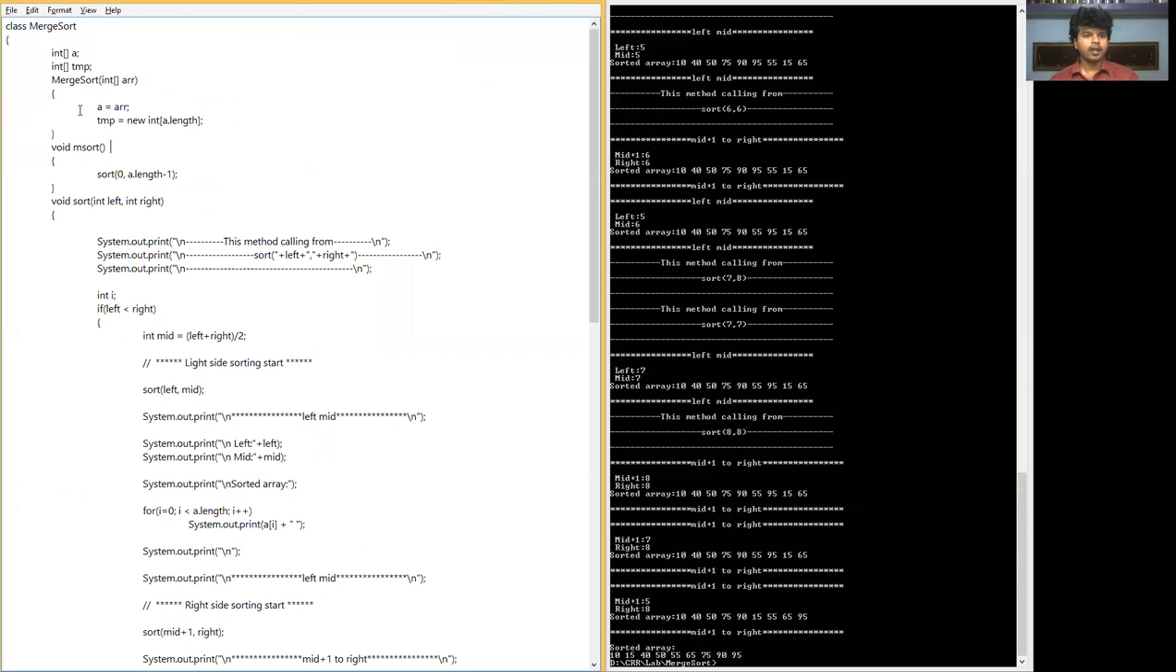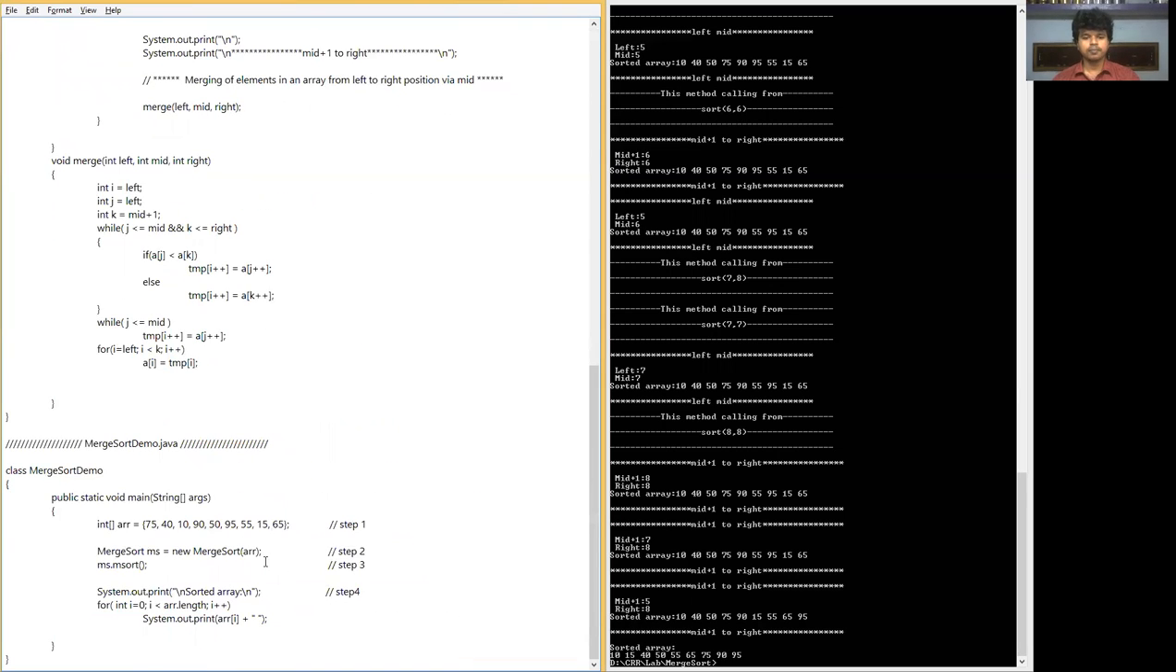Next, another variable, an array variable, to which we do not assign values directly, but we assign memory of the length of the array A. So the same amount of memory allocated to array A is allocated to this temp variable. So this is step 2.